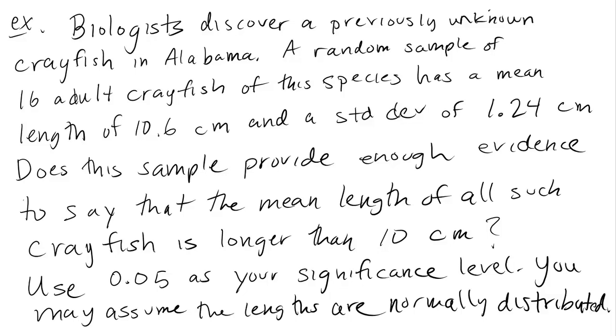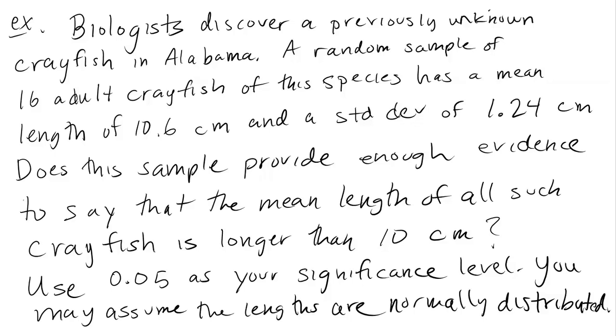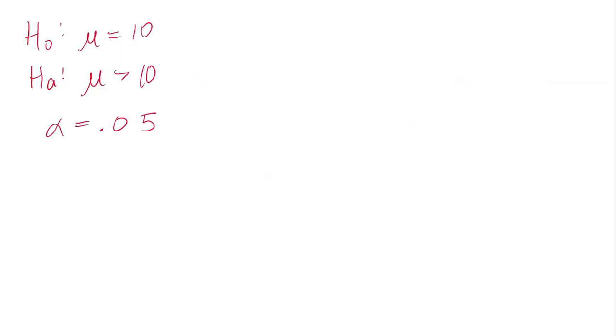Okay, we're being asked if the sample provides enough evidence to make a claim. It doesn't use the word claim here, it says "say" instead. But same idea. We're testing a claim. The claim in the problem is that the mean is longer than 10 centimeters. The null hypothesis would be that the average is equal to 10. The value of alpha was set to 5% again. Standard value of alpha, easily the most commonly used value of alpha to determine if data is statistically significant.